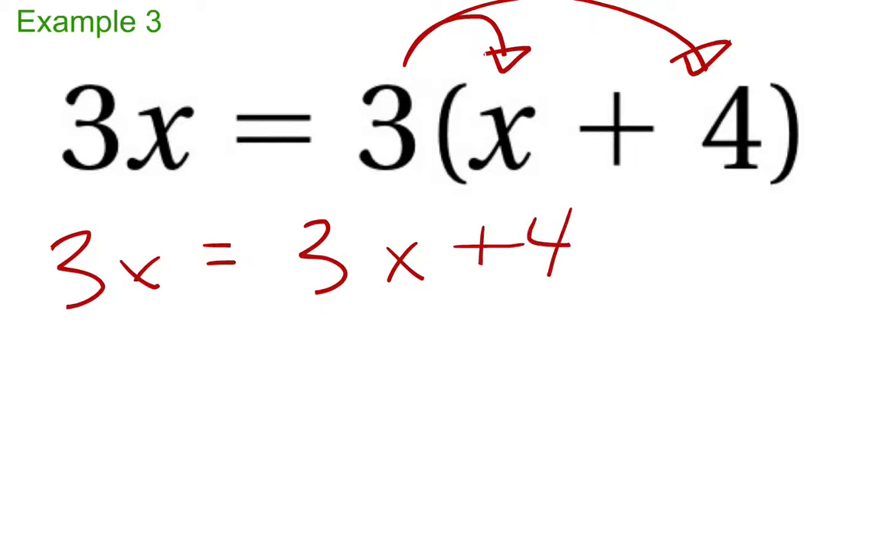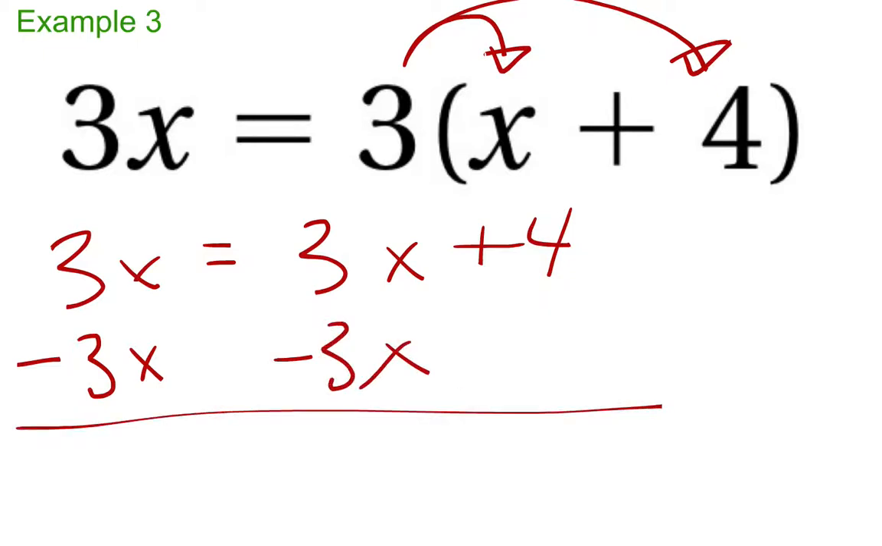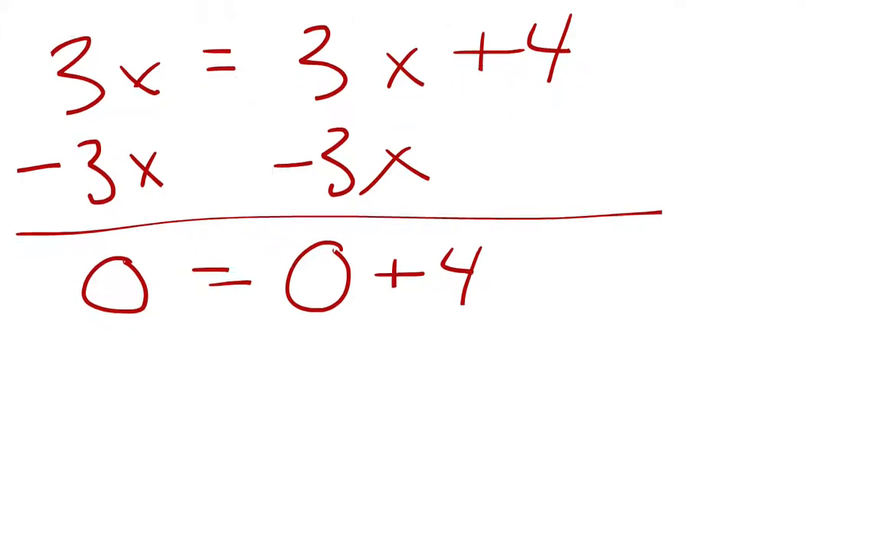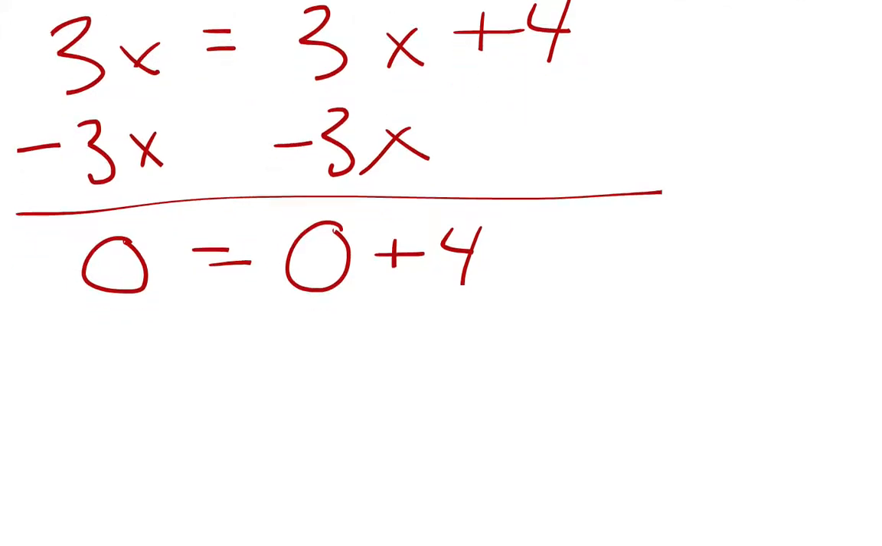Now we have variables on both sides of the equation. Both of them are equal, so let's just get rid of them, right? I want to get rid of x from one side of the equation, so let's just get rid of this 3x by subtracting 3x from both sides. 3x minus 3x is 0, equals 3x minus 3x, which is also 0, plus 4. What happens here? Simplifying the right-hand side, you're left with 0 equals 4.